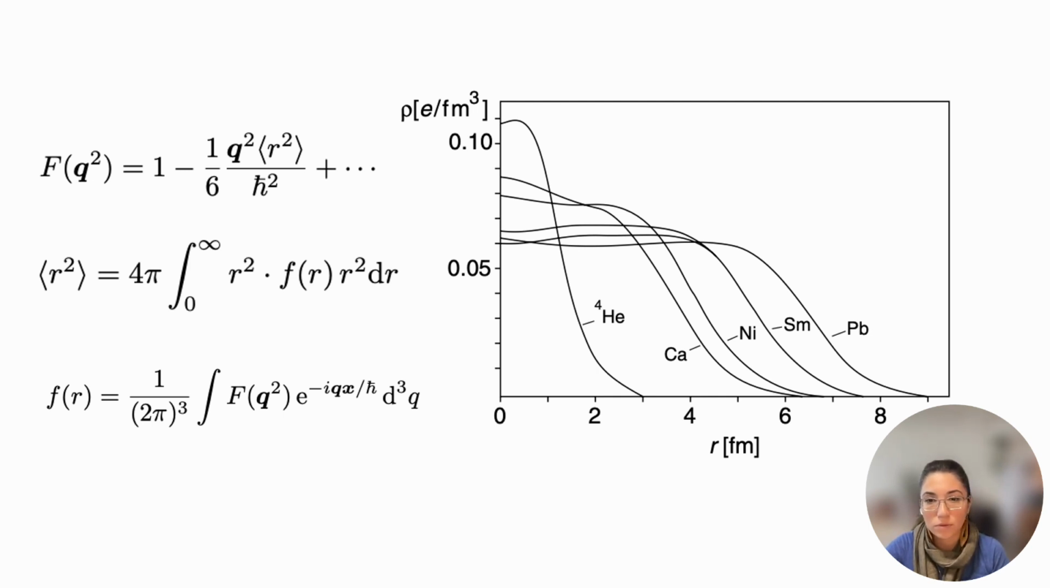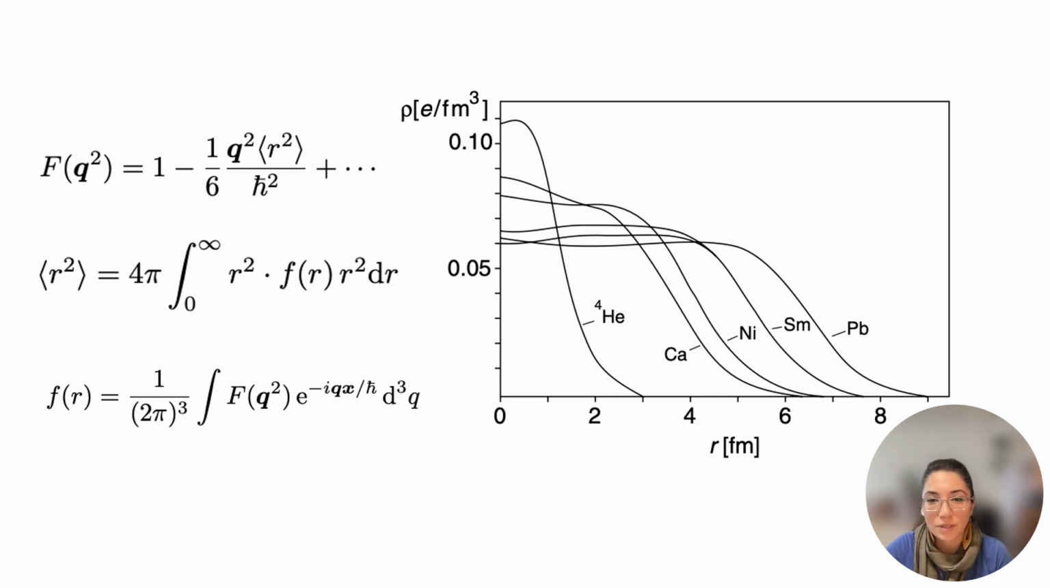And in principle, the radial charge distribution, F of R, could be determined by the inverse Fourier transform using the Q squared dependence of the experimental form factor. And so in this figure, we see a depiction of the radial charge distributions of various nuclei. These charge distributions can be described by what's known as a Fermi distribution, which I've left off here on purpose for the sake of brevity.